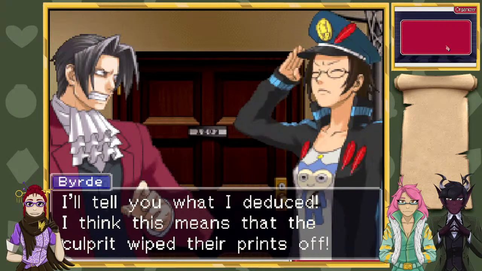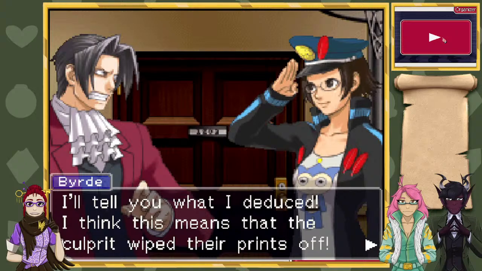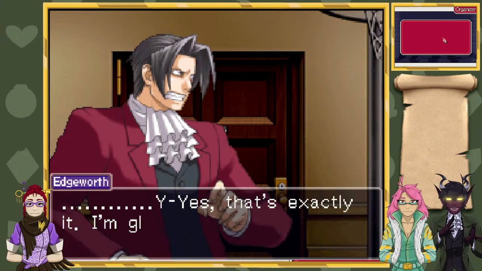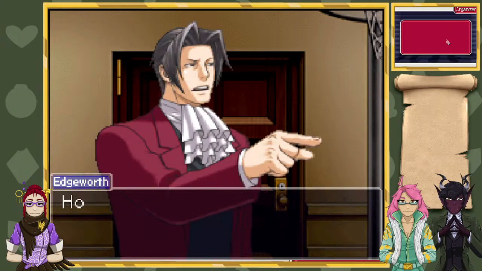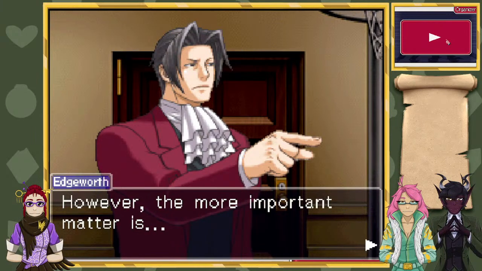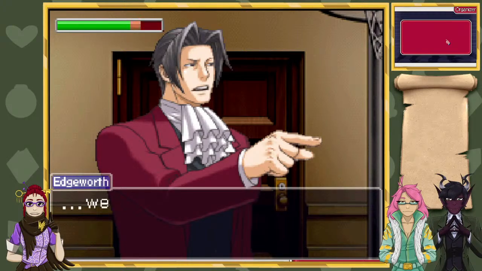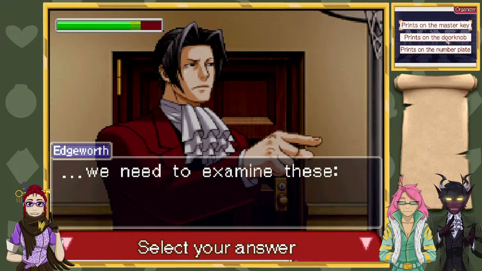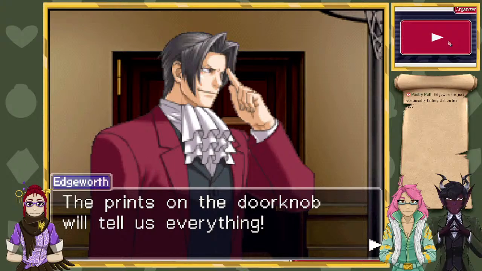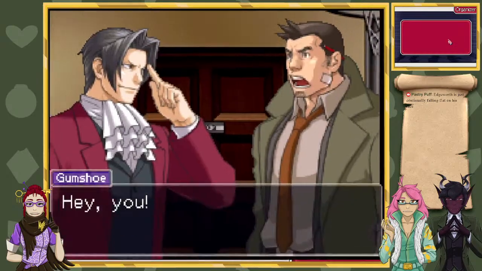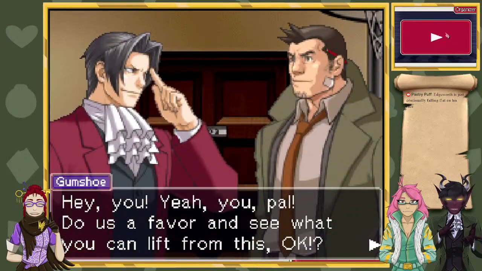I'll tell you what I've deduced. Yes! I think this means that the culprit wiped their prints off. Yes, that's exactly it. I'm glad you were able to come to the same conclusion. However, the more important matter is... The print of the doorknob. My first guess. Got it, first try! Yeah, you, pal, do us a favor and see what you can learn from this, okay?